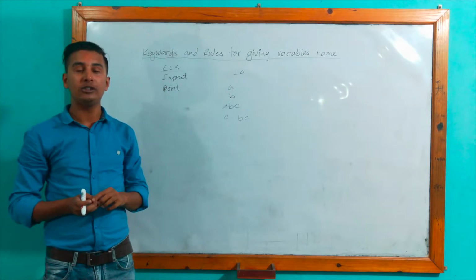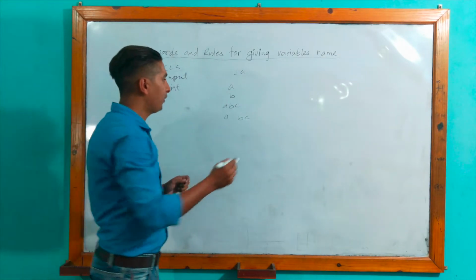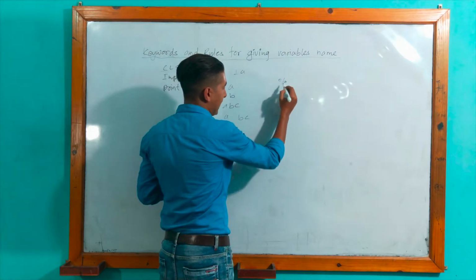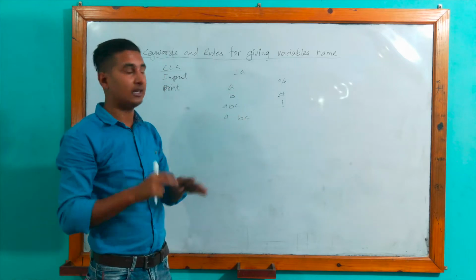And you cannot use special characters for a variable name. For example, percentage sign, hash sign, exclamation sign and other special characters.